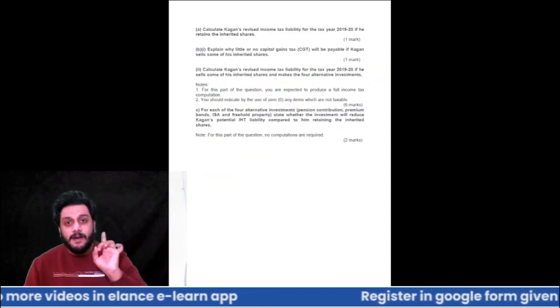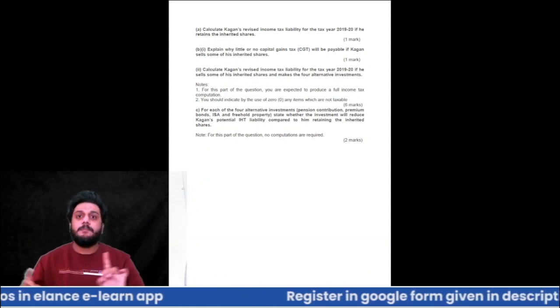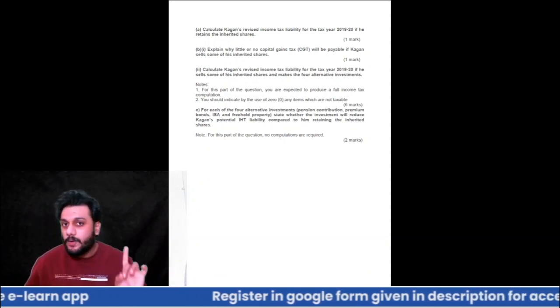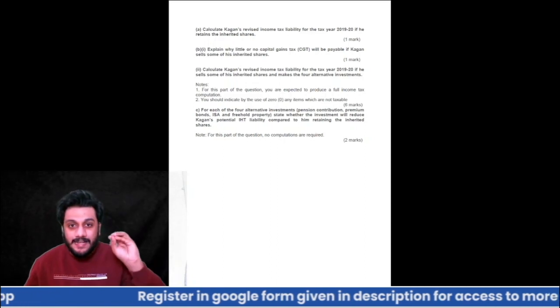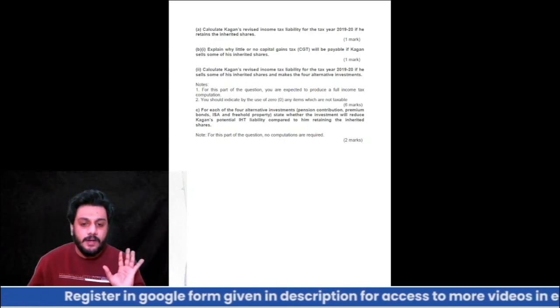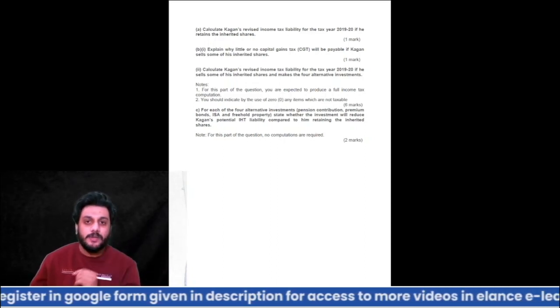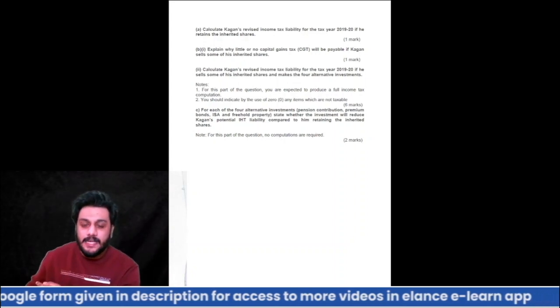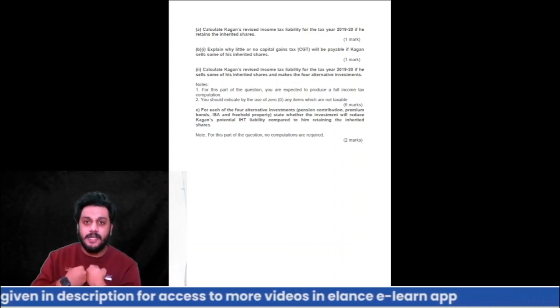Requirement A is a 1 mark question. You don't have to spend a lot of time on this because it's only 1 mark. So that will be that much easier for you to calculate. The question is to calculate the revised income tax liability if he is retaining the inherited share.